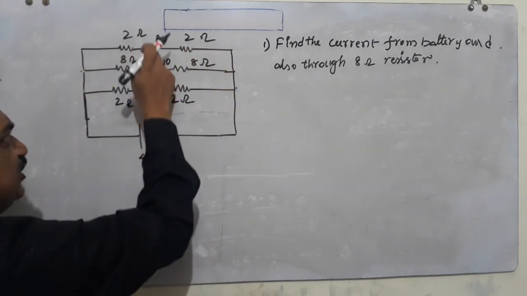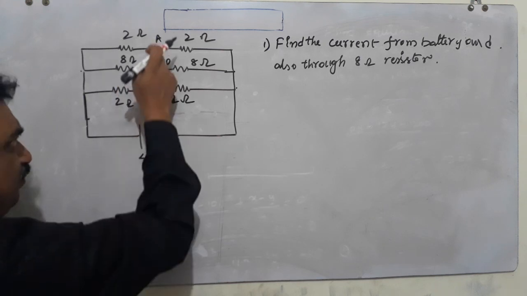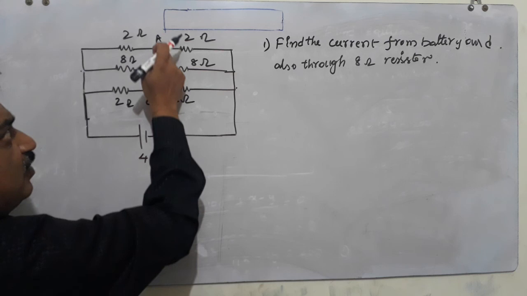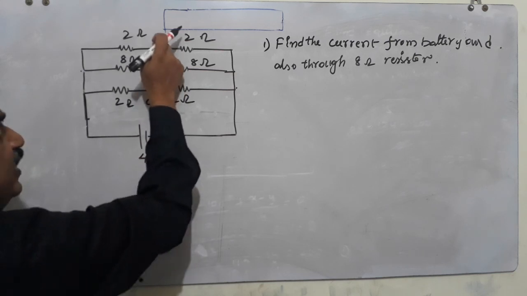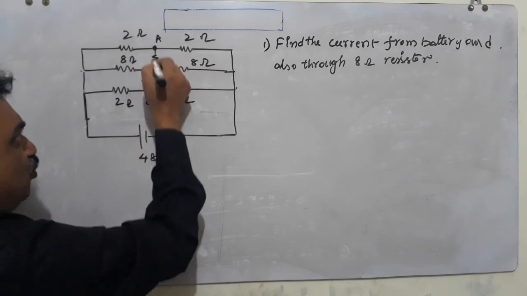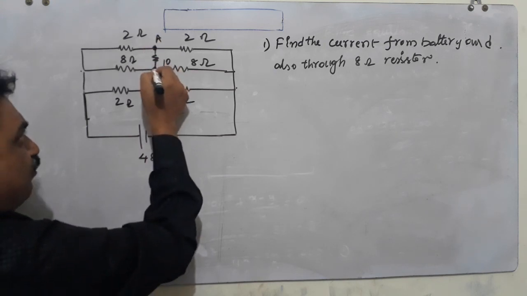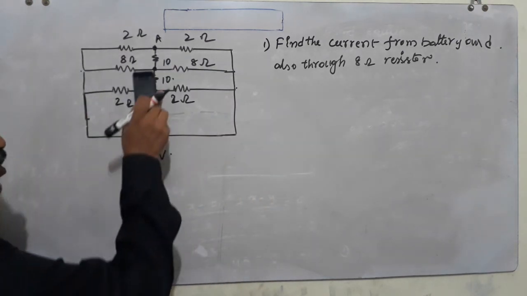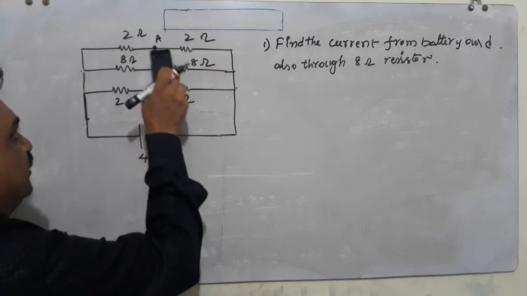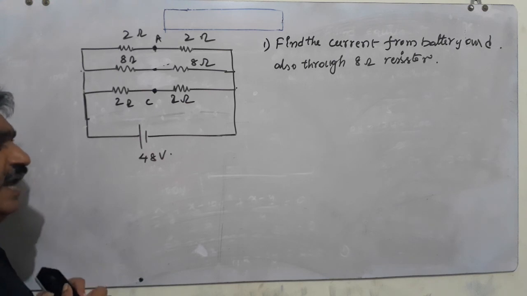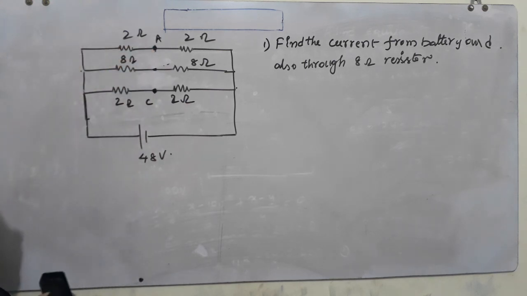So the resistors through path A and B are connected to the same potential points, so that there is no current from A to B or B to A or from B to C or C to B. That's why you can remove these resistors. These resistors are ineffective in this circuit. So now we have come to an idea.